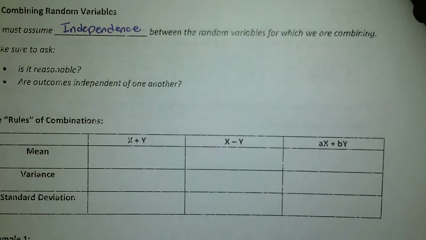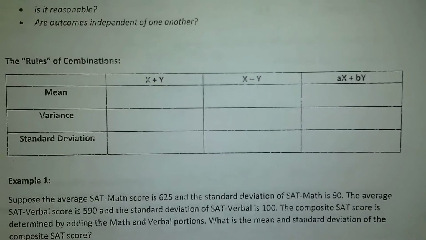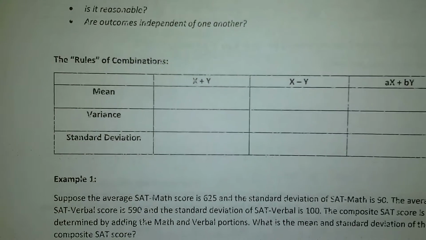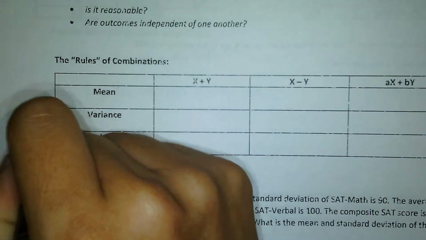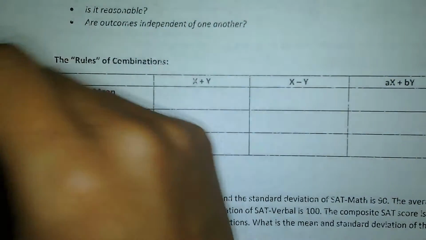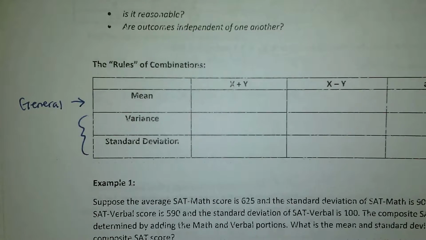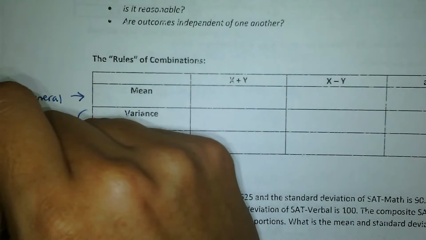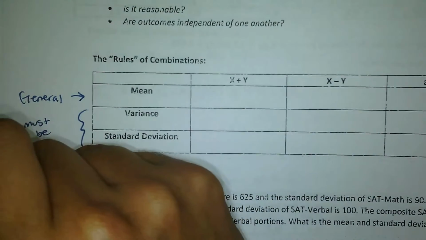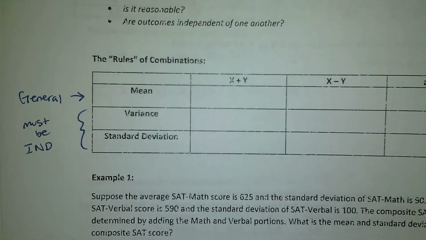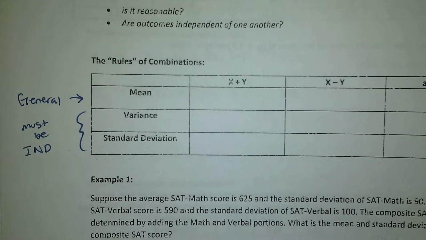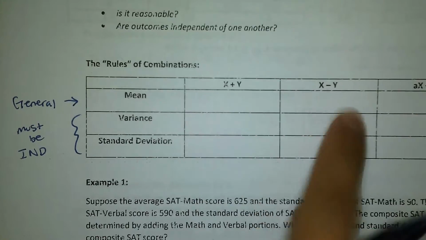So the rules of these combinations. One important thing that I want you to write down here is that these rules for the means are just a general rule. You can add or subtract the means, generally speaking, whether or not they are independent or not. In order to combine their spreads, though, they must be independent. We cannot just combine them if they are dependent spreads. They must be independent in order to combine the spreads. But generally speaking, we can always add and subtract the mu's here.